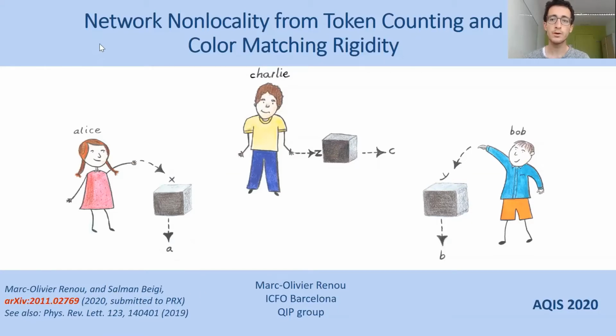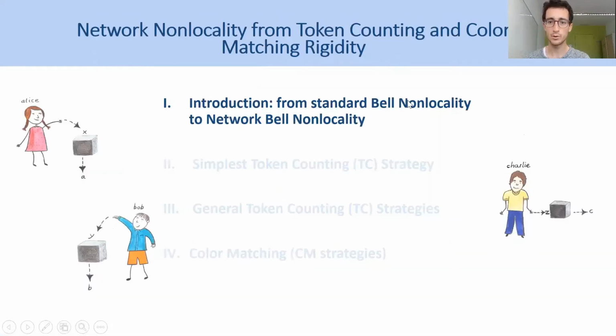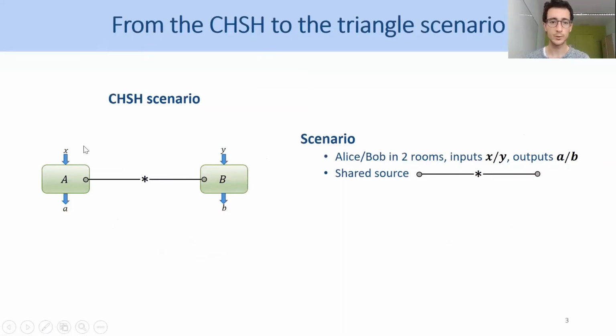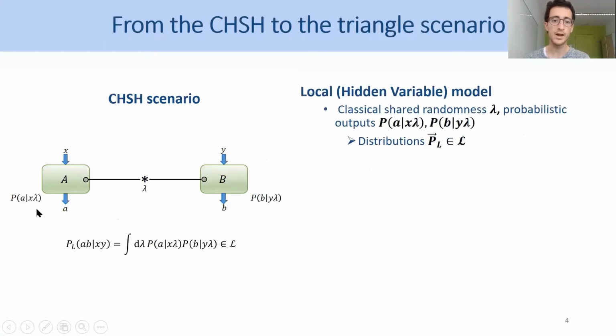So first, before discussing network non-locality, I want to introduce it using standard Bell non-locality. In standard Bell non-locality, we study scenarios like this one, where there is one source shared between two parties, and those two parties have inputs, measure the state depending on their input, and obtain an output. And there are two main ways to describe this kind of scenario. The first one is to use the classical local way.